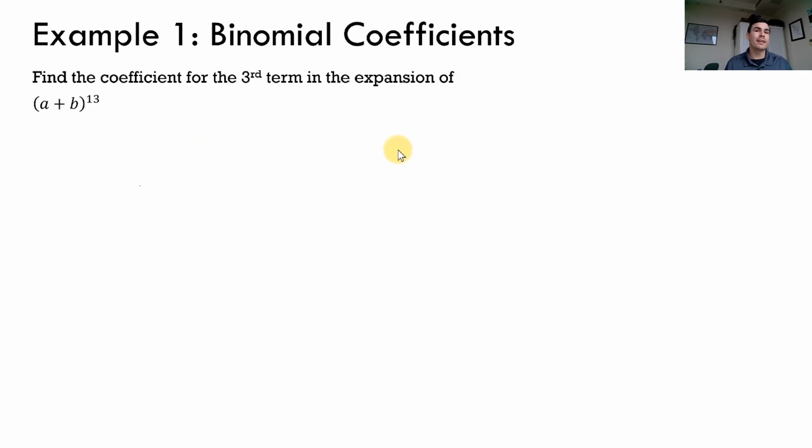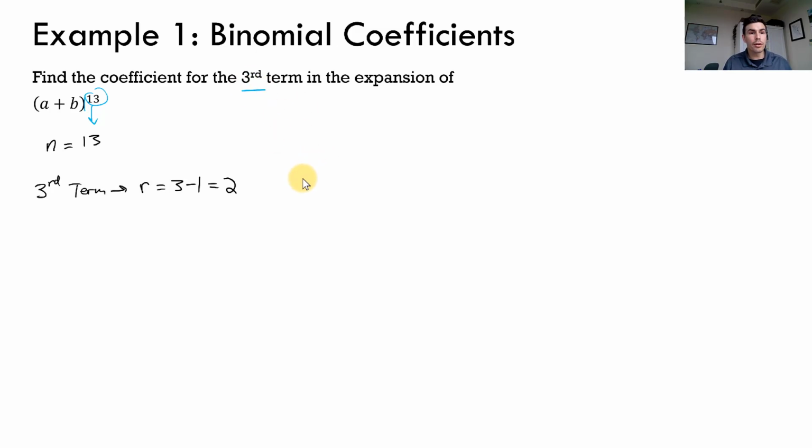So instead, we just have to find two things. We have to find out what n is and what r is. Now, I know that n is always just whatever this power is, right? So n is 13. That's how we find that. Now, my r value we get by looking at what term we're looking at.